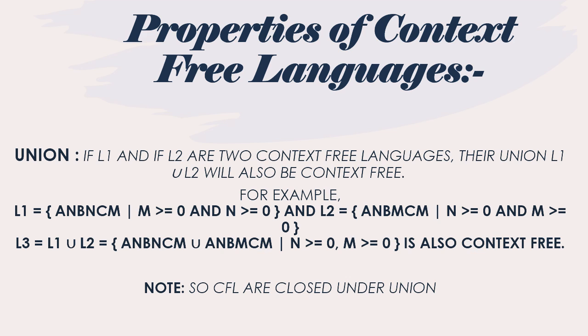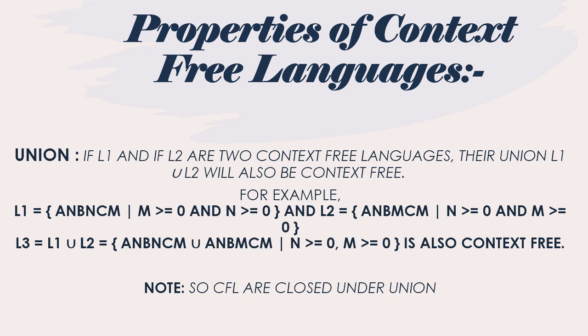For example, let us consider two languages, L1 = a^n b^n c^m, where m is greater than or equal to 0 and n is greater than or equal to 0 are the conditions, and L2 = a^n b^m c^n, where n is greater than or equal to 0 and m is greater than or equal to 0 are conditions for the languages. When we union these languages, L3 equals L1 union L2, which is a^n b^n c^m union a^n b^m c^n, where n and m are greater than or equal to 0, which is also context-free.